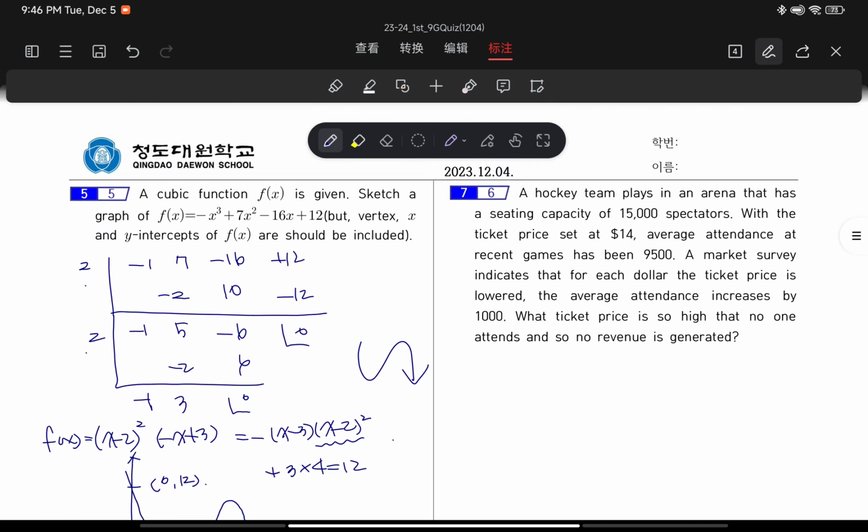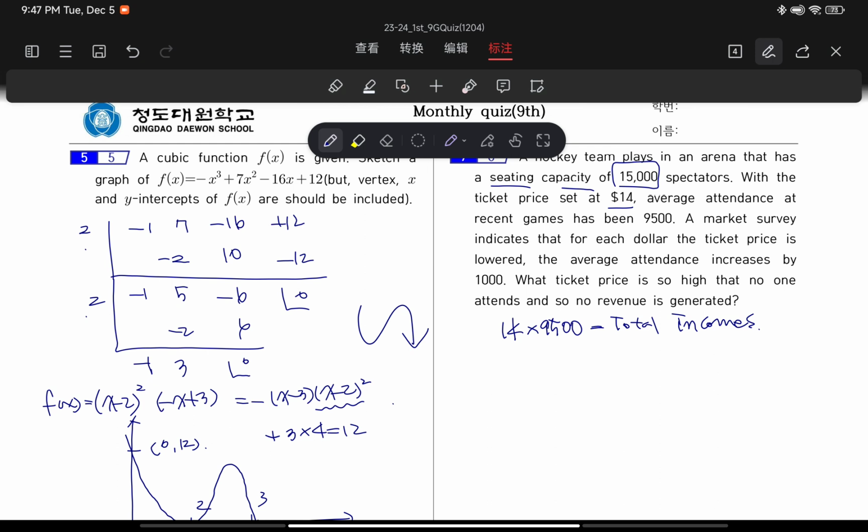And number 7. The seat capacity is 50,000 spectators with a ticket price set at $14. Average attendance at the recent game is 19,500 people. Total income is $14 times 19,500. Okay.